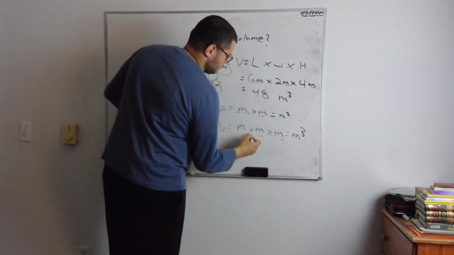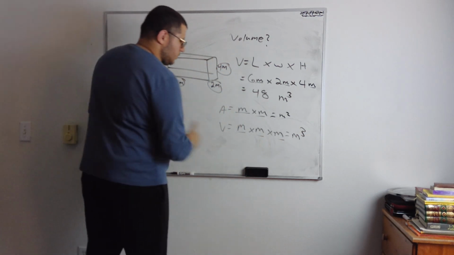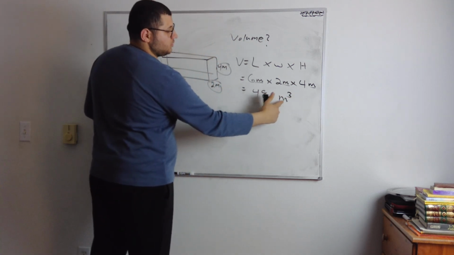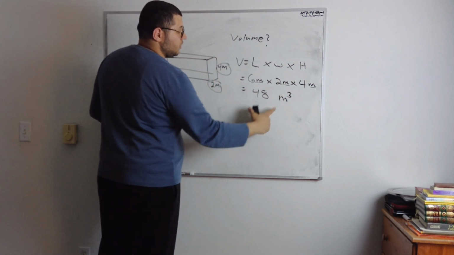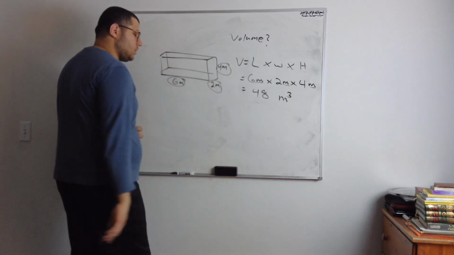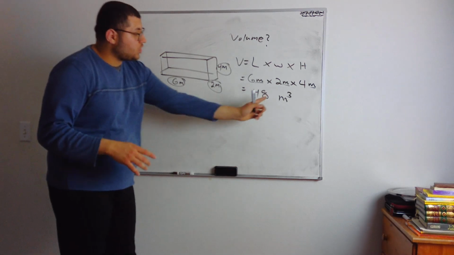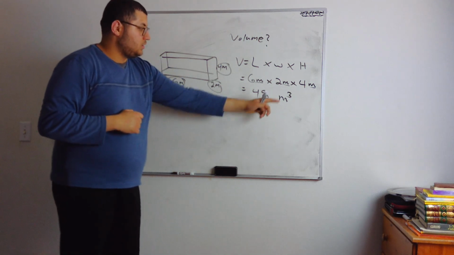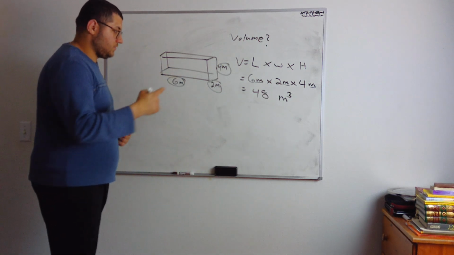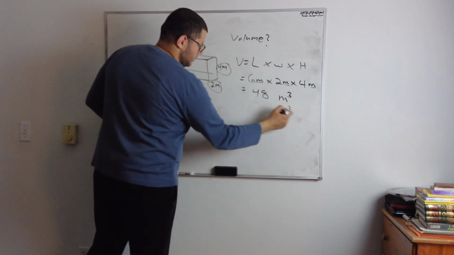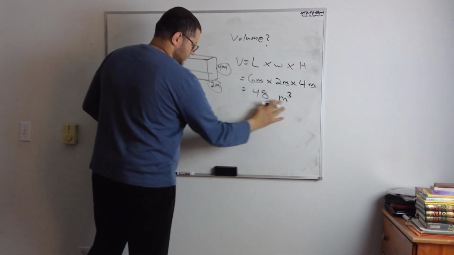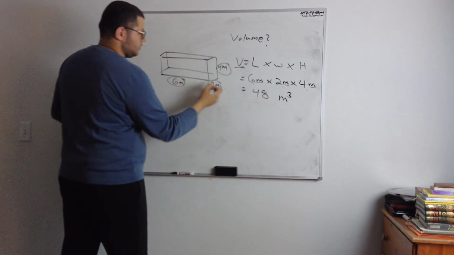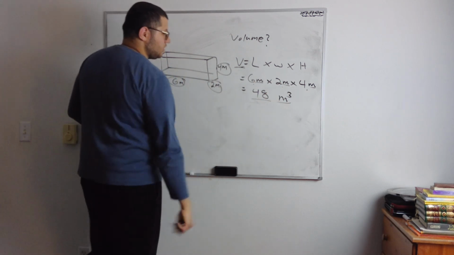Cubed. Makes sense? Whenever we try to determine the area, we square the units, taking them to the second power. But whenever we try to find the volume, we cube the units, meaning taking the units to the power of 3. Remember that. If this was area, it would be meters squared, but it's meters cubed because we're trying to find the volume. So length times width times height, we multiplied them and got 48 meters cubed.